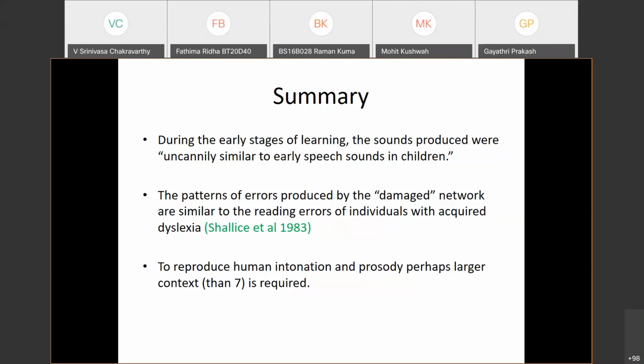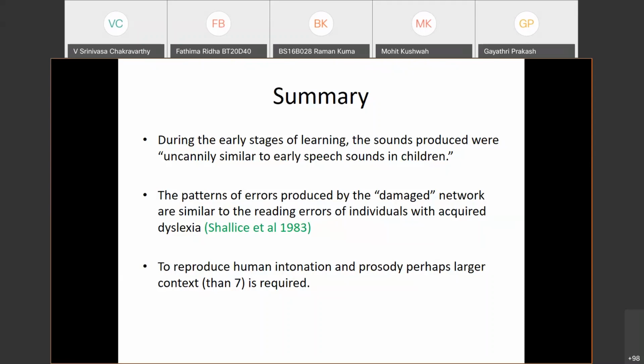So then, to reproduce human intonation, perhaps higher context is required. Which is understandable, because if you want to understand prosody, you should hold the entire sentence in your mind before you plan your pronunciation. So you cannot just look at 7 characters at a time and try to understand whether your stress has to go down or go up by the end of the sentence, things like that. For that you need to understand where the end of the sentence is coming, when it is coming, right?